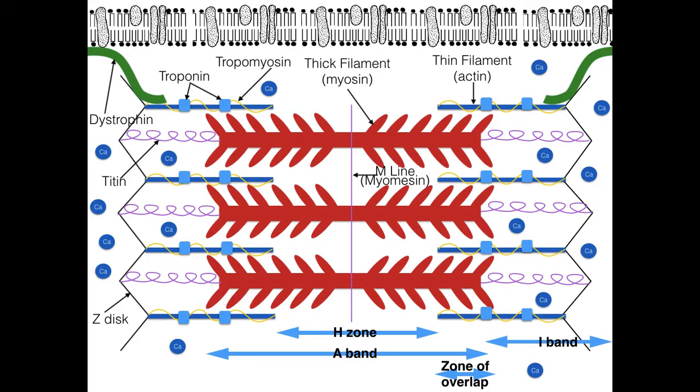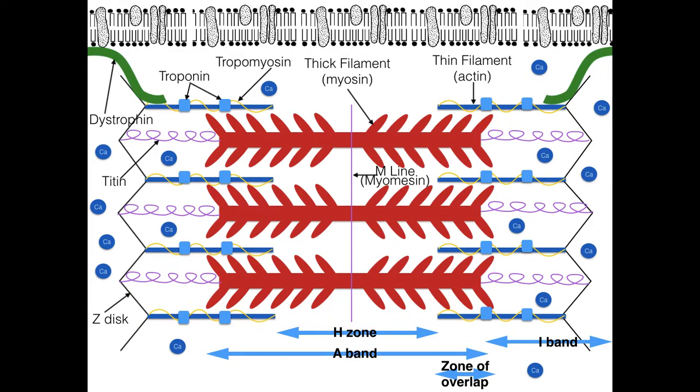Note the size of the H zone. The I band, you can't actually see the entire I band. We're going to show half of the I band, the half of the I band from the Z disc to the zone of overlap. We have a zone of overlap down here, and the A band, which goes the entire length of the thick filament.